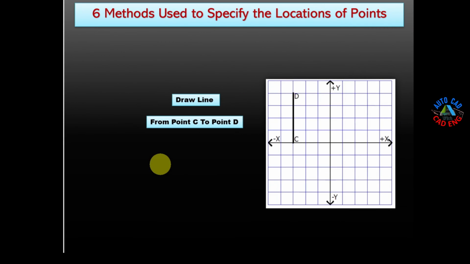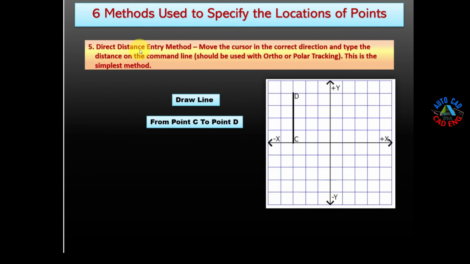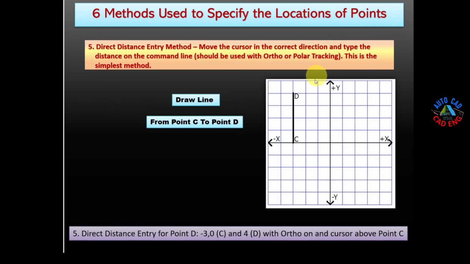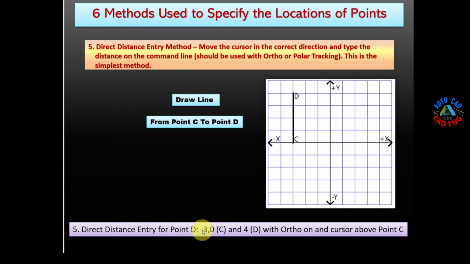Next is the fifth one, which is the direct distance entry method. In this method, we are going to move our cursor in the correct direction, and we will give the distance on the command line, and then we will hit enter. Over here, ortho or polar tracking must be on. To make this line from C to D, we will first give the coordinates of C, -3 and 0, and then we will just point our cursor in the direction and give the value. That's how we are going to mark the point at D.